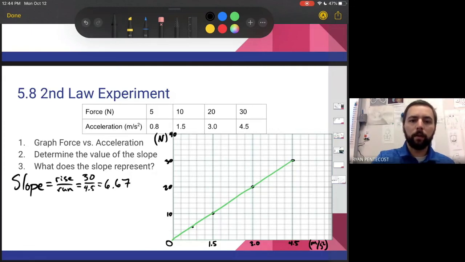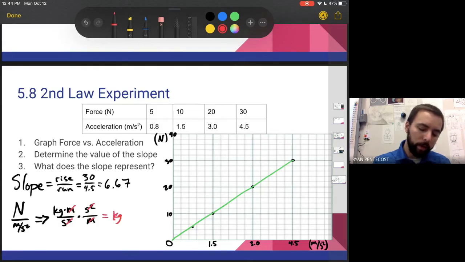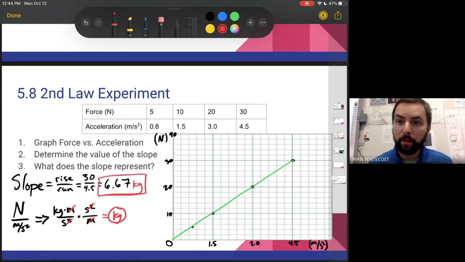Now, what does that slope mean, right? Number 3, what does that slope even represent? Well, if we look at the units, we have a Newton divided by a meter per second squared. Let's break that down. A Newton is a kilogram times meters divided by second squared. And we're dividing by meters per second squared. Let's multiply by the reciprocal, right? That would be seconds squared divided by meters. So the seconds squared cancel, the meters cancel. That gives us kilograms, which means that the slope of this graph gives us mass, right?